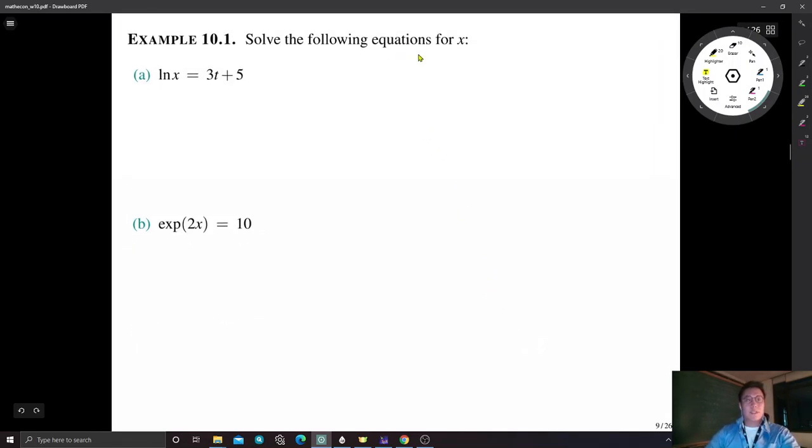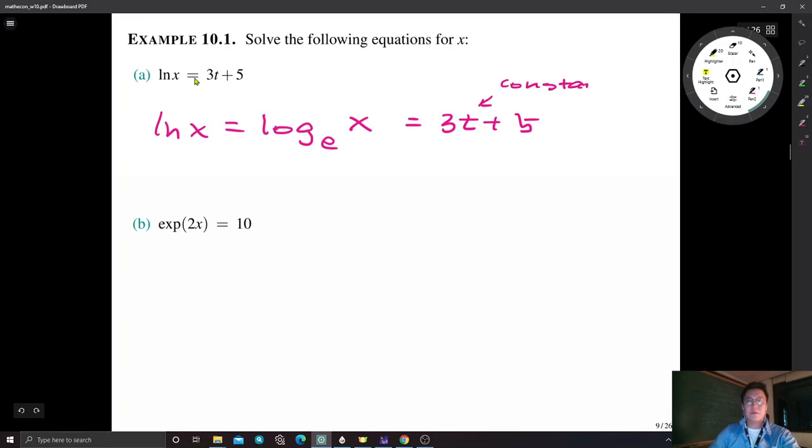So now let me solve some equations involving logarithms or exponential functions. The natural logarithm of x, that is ln x, once again equal to log with base e of x, is given by 3t plus 5. Here t is a constant. Then we want to solve this equation for x.